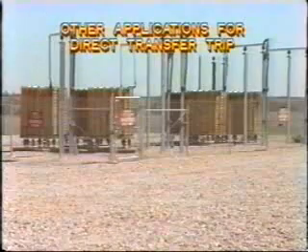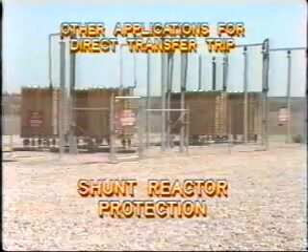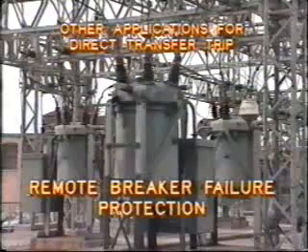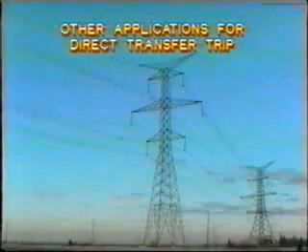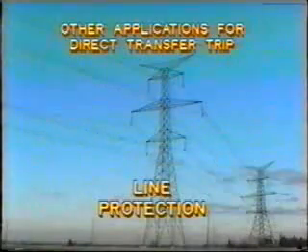Other applications for the direct transfer trip are A, shunt reactor protection where there is no local breaker, B, remote breaker failure protection, and C, line protection. We'll look at this in a moment.